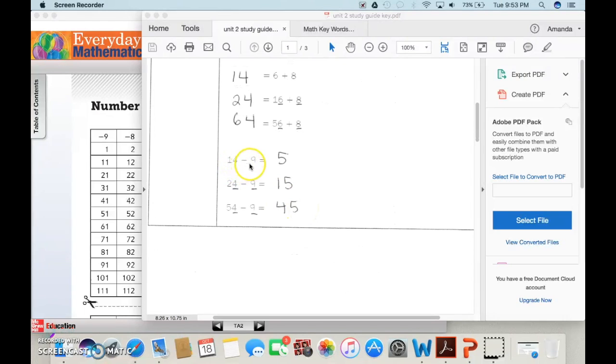Moving on, 14 minus 9 equals 5. 24 minus 9 equals 15. And 54 minus 9 equals 45. You'll notice again, our 5s are all in our ones place. We always have our 4 and our 9 in our problem. So again, it's just like taking away a set of tens in this case.